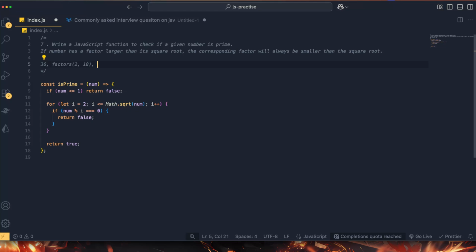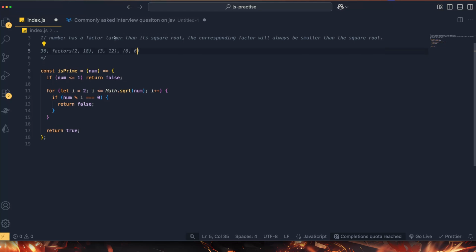Then we can say 3 into 12, that's one more factor. And what is the other factor over here? 6 comma 6, that gives us the values, right? These are the factors for 36. If you notice, you cross the value 6 once over here. So the factors are just repeats in reverse order, right? So the factors will always repeat in the reverse order.